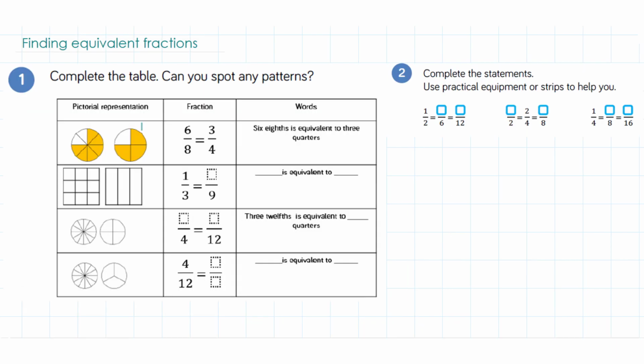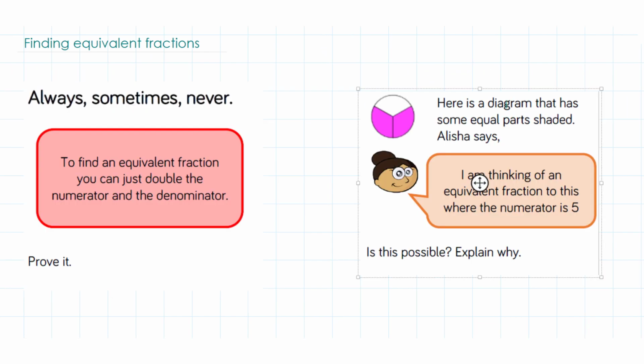Now for the first one, you can see that the shading in has been done for you. And for the other ones, you should do the shading in yourselves and then complete all the blanks and the sentences. And then number 2 over here, complete the statements, use practical equipment or strips to help you. So strips of paper might be the best thing for you to use, or you could draw representations a little bit like in activity 1. Then some problems to go a bit deeper.